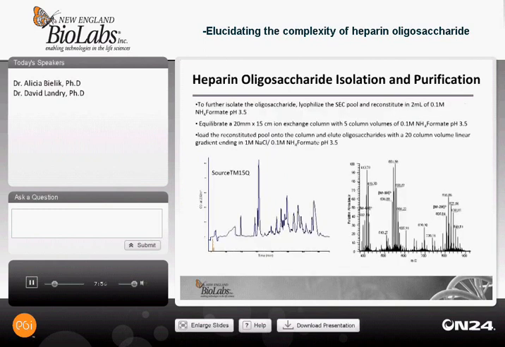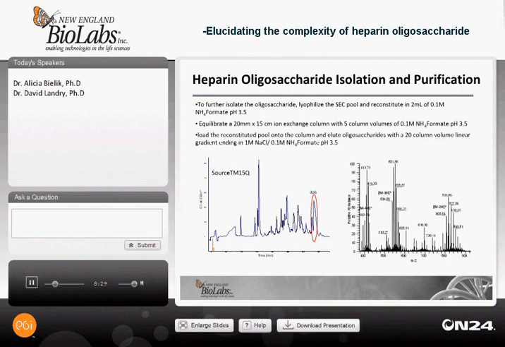So to further isolate the oligosaccharide, you should lyophilize your SEC pool and reconstitute in 2 mL of 0.1 molar ammonium formate at pH 3.5. You can then load this reconstituted pool onto an equilibrated ion exchange column and elute the oligosaccharides with a 20-column volume linear gradient ending in 1 molar sodium chloride and 0.1 molar ammonium formate. In our case, we've used a Source 15Q column. We're interested in our hexasaccharide, which we know will elute after our largest peak, which is the disaccharide.